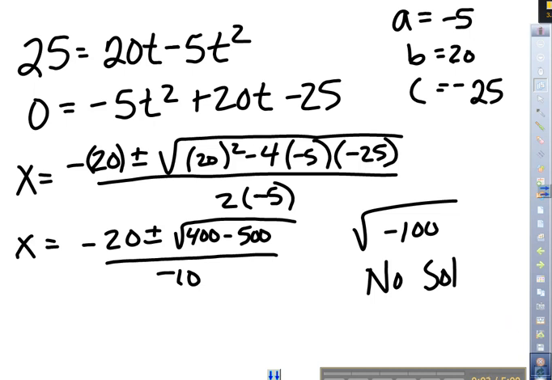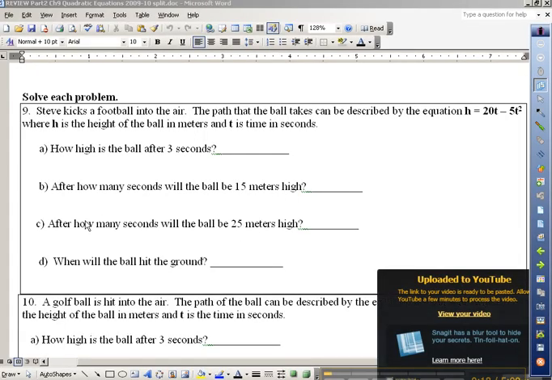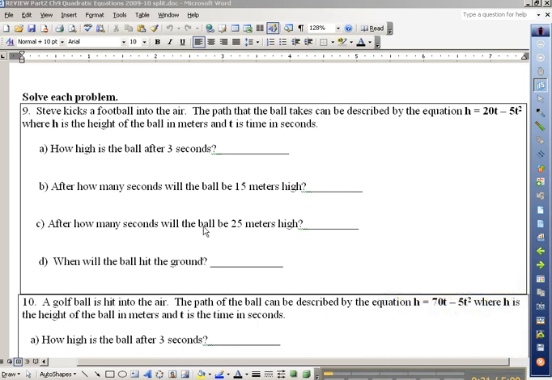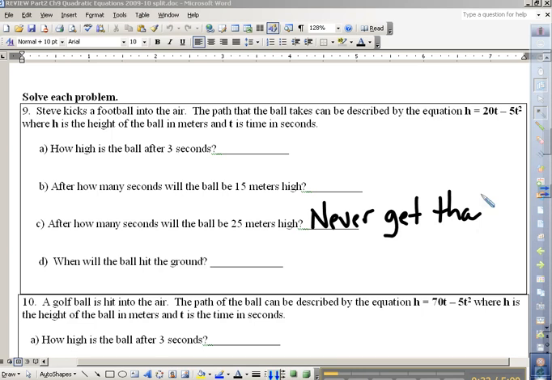Video number 8. Once again, let me ask you, what does it mean in the context of this problem if we get an answer of no solution? What was the original question? That's right. After how many seconds will it take for the ball to be 25 meters high? It'll never get that high. The ball will never get that high. It'll never reach it.